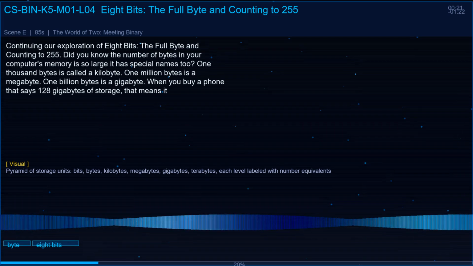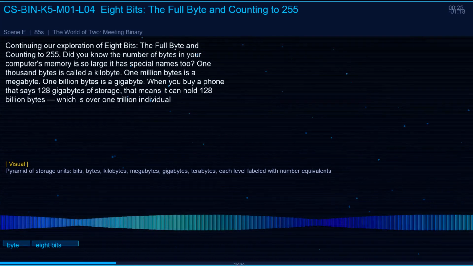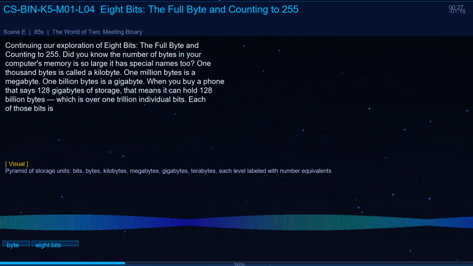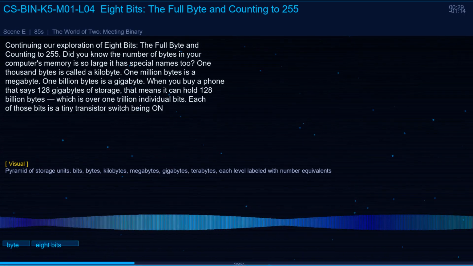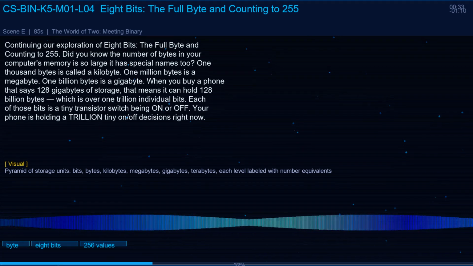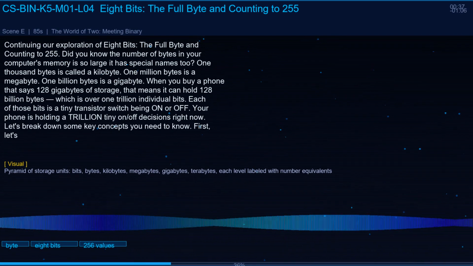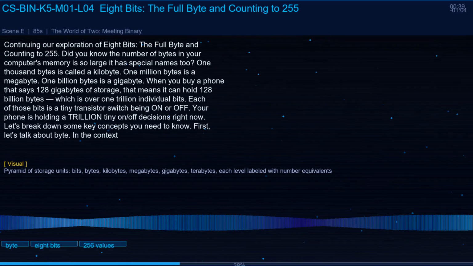When you buy a phone that says 128 gigabytes of storage, that means it can hold 128 billion bytes, which is over 1 trillion individual bits. Each of those bits is a tiny transistor switch being on or off. Your phone is holding a trillion tiny on/off decisions right now.